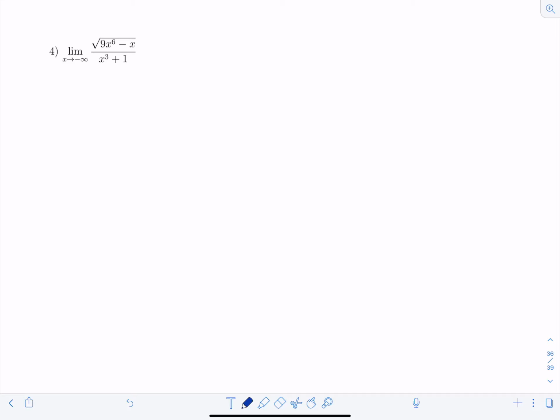Okay, here we go. Example 4, we have the limit as x approaches negative infinity of the square root of 9x to the 6th minus x, over x cubed plus 1. So you might not be too nervous at first. You go, okay, the degree of the denominator is 3, so I'm going to divide by x cubed. But notice in the numerator again, I have radical x to the 6th. And how does that simplify? That's the absolute value of x cubed.